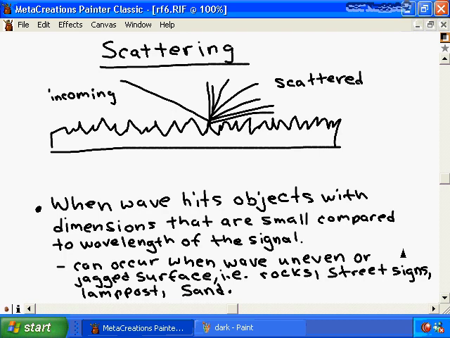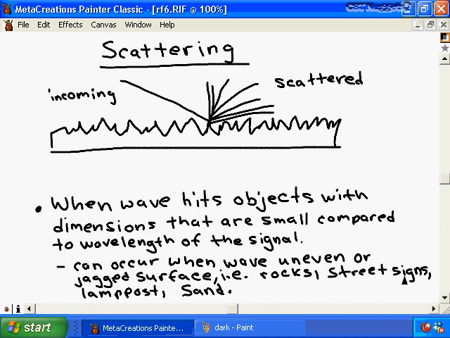And the scattering of a radio wave can occur when the radio wave strikes uneven or jagged surfaces, such as rocks or street signs or lampposts or sand, or even particles in the air. So, for example, if a radio wave were to go through a dust storm with lots of particles in the air, the radio wave would scatter out and be reflected into many directions.